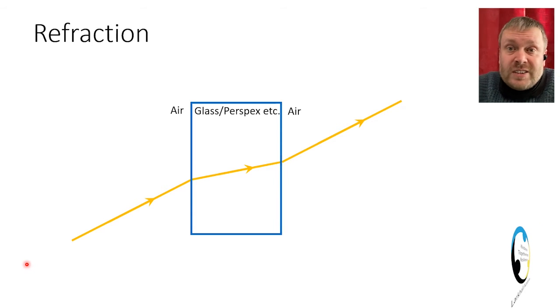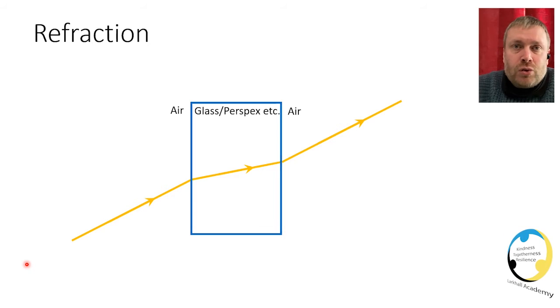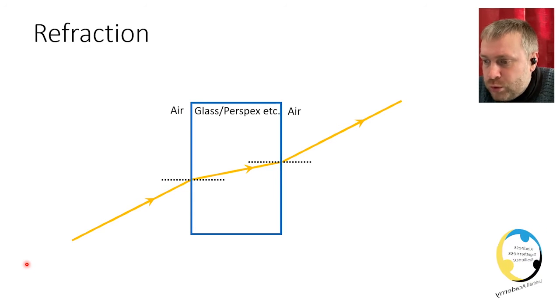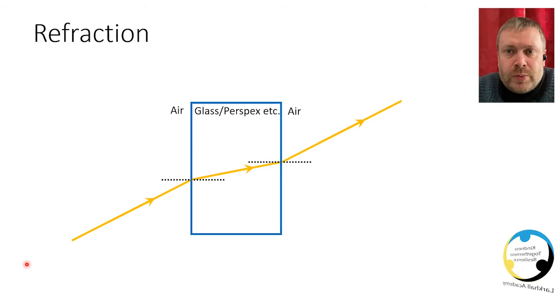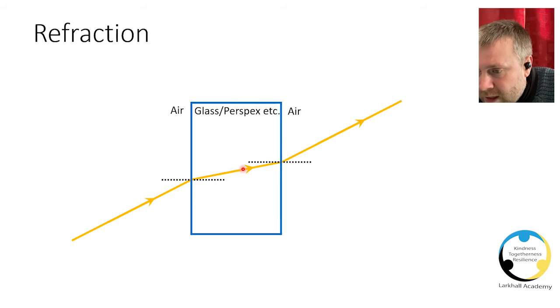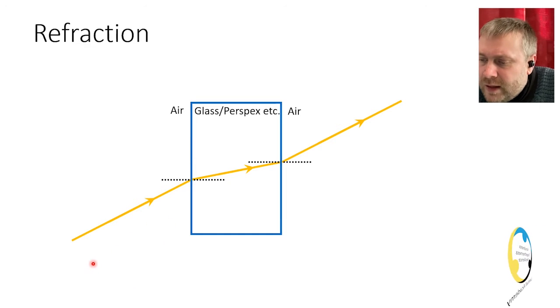In order to fully understand this, we need to draw in normals again. Normals are really important whenever you're drawing these types of ray diagram. So I'm just going to add in normals here. With the mirror, the ray of light was reflected; in this case the ray of light travels into the block. So I draw my normal going straight into the block and straight out of the block.